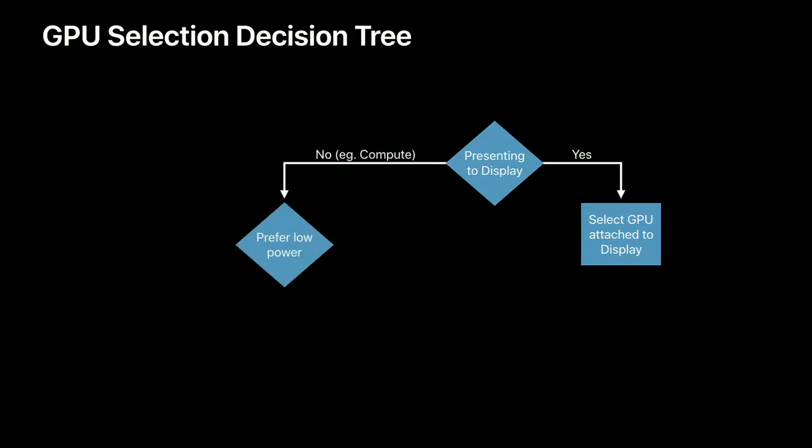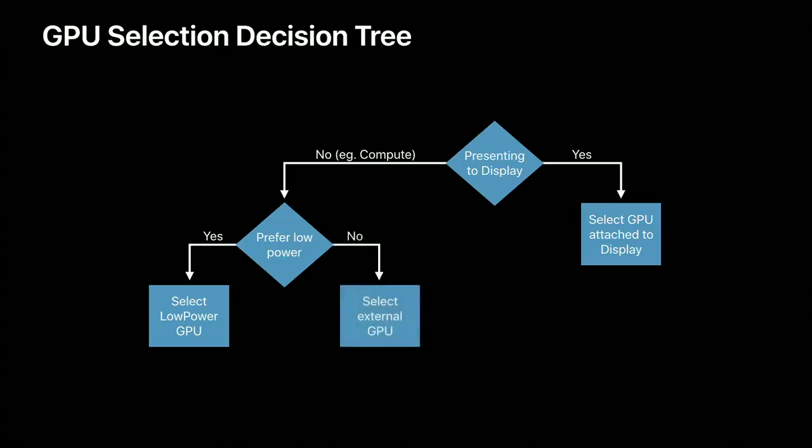However, if your app is doing compute or other offline rendering operations, then you need to decide if you prefer to use the low-power GPU if it's available. This can be particularly useful on our portables, where selecting this device can have a substantial battery savings. But of course, if you need the GPU horsepower for things like VR, you're going to want to select the external GPU.